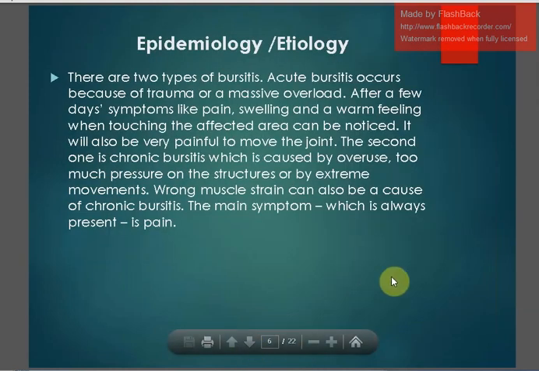The etiology: there are two types. One is the acute, the other one is the chronic. The acute arises because of trauma or massive overload. After a few days, symptoms like pain, swelling, and a warm feeling when you touch the affected area appear, and it is also very painful. The second one is chronic, which is caused by overuse, too much pressure on the structures, or extreme movements. Wrong muscle strain can also be a cause of chronic bursitis, and the main symptom is always pain.